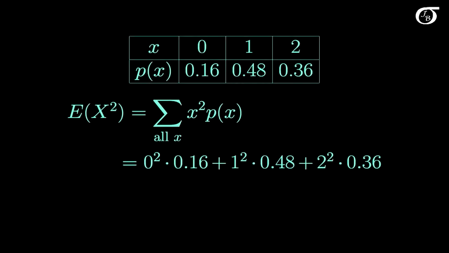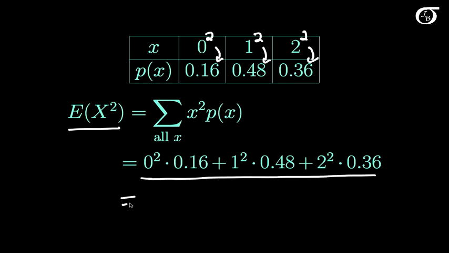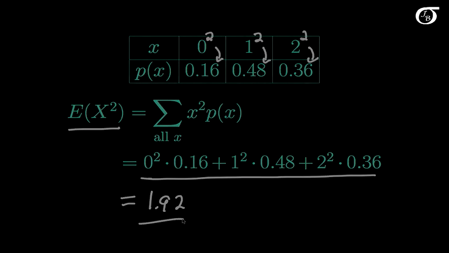Suppose we want the expectation of x squared. Well, we do a very similar thing. We just want the sum of x squared times p of x. So we just go to our probability distribution. We take each value of x, square it, times its probability of occurring. 1 squared times 0.048, 2 squared times 0.036. If we do that for all of our values, we end up with 1.92. So the expectation of x squared is 1.92.